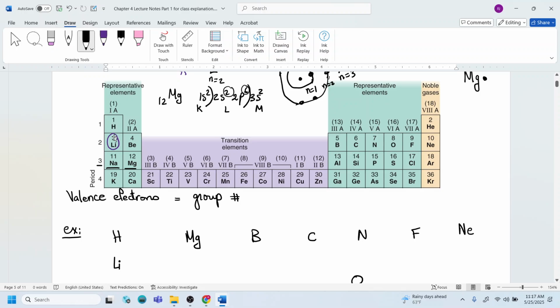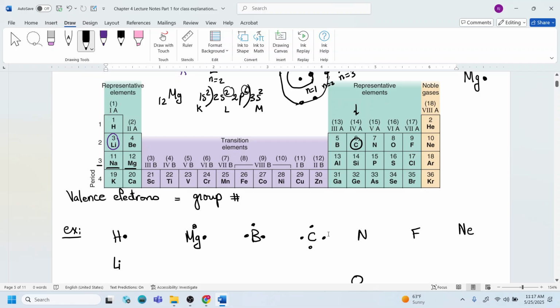So let's have more examples over here. Hydrogen is in group 1. So you can draw the electronic configuration and figure it out, but it's easy to just relate it to the group number. Magnesium, as we mentioned, is group number 2. Boron is in group number 3. So boron has 3 valence electrons. This is 1, 2, and 3. Carbon is in group number 4. So it has 4 valence electrons, and normally I draw them like this.